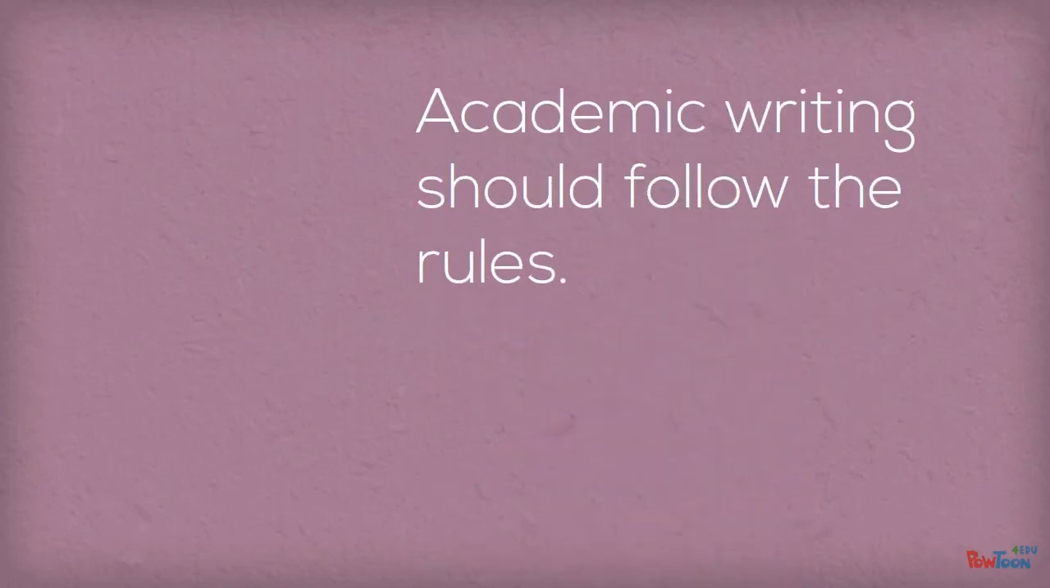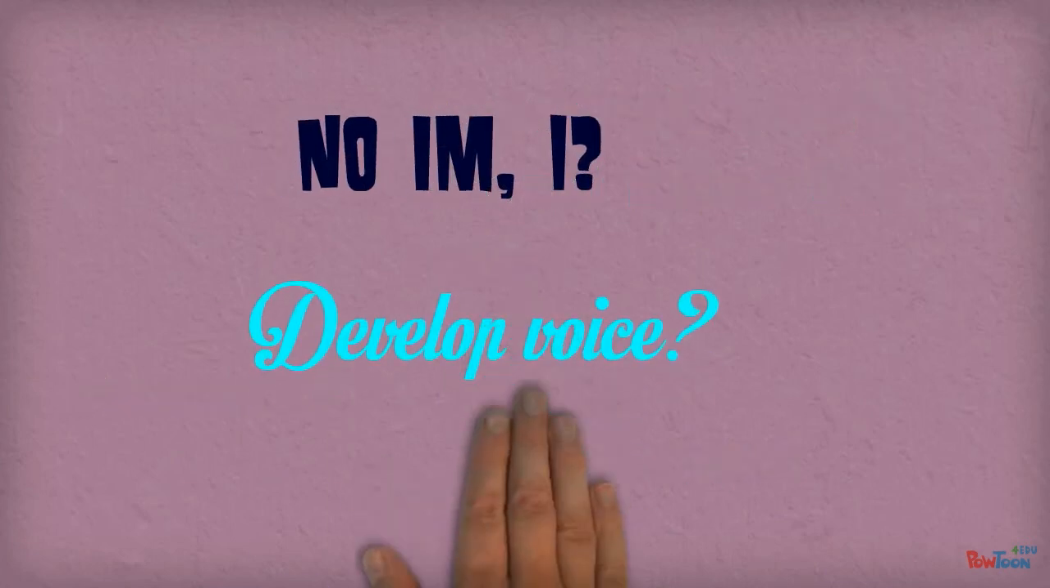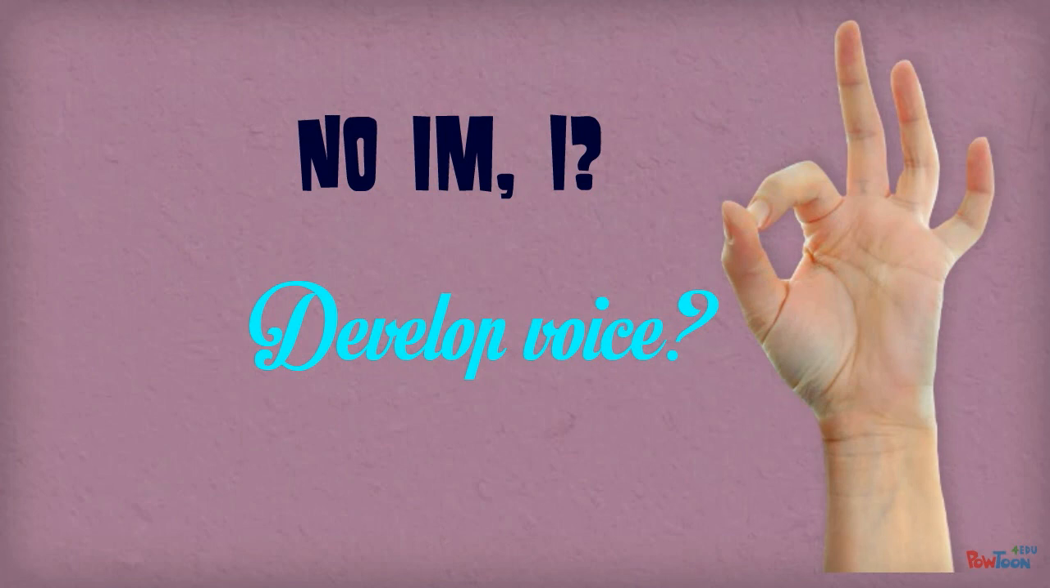In academic writing, my suggestion is that you follow the rules. In a personal piece of academic writing like a persuasive essay or an argument, you might try breaking the I am, I rule if you want to promote a sense of urgency. This could help you in developing your personal writing voice. But as always, if in doubt, don't break the rule.